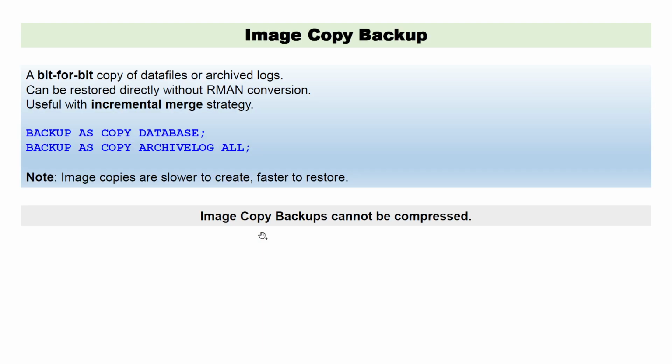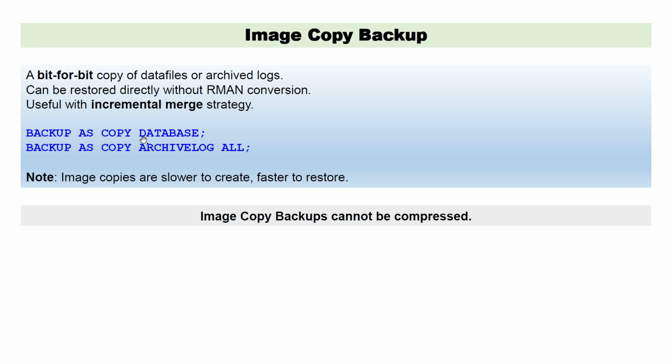Now, the next type of backup is the image copy backup. Image copy backup is a bit for bit copy of data files or archive logs. It can be restored directly without RMAN conversion. Now this is very important. It's basically a bit by bit copy. It is useful in an incremental merge strategy. So you can say backup as copy database.